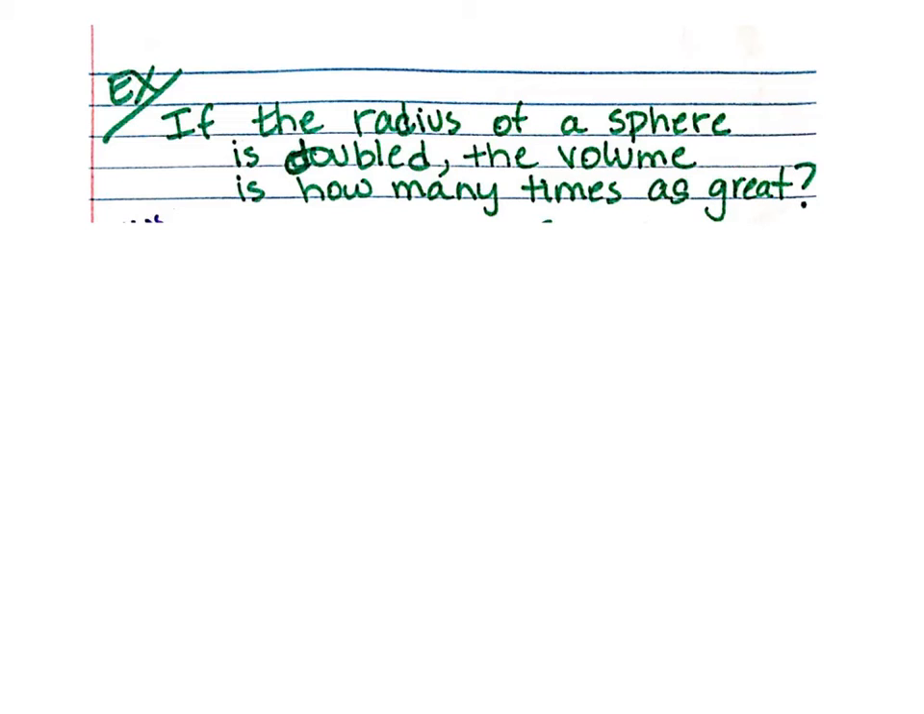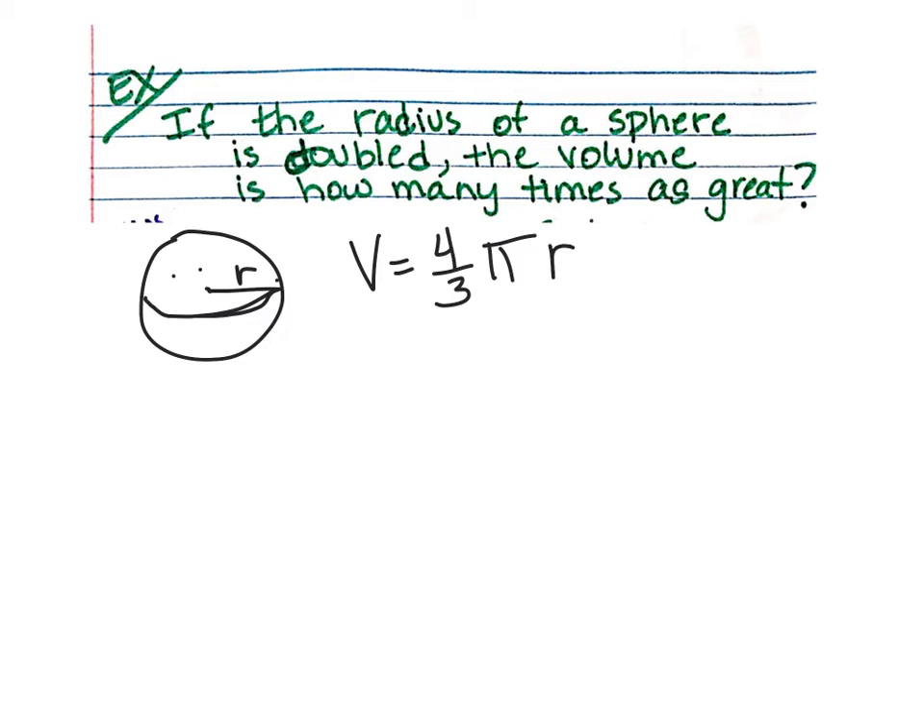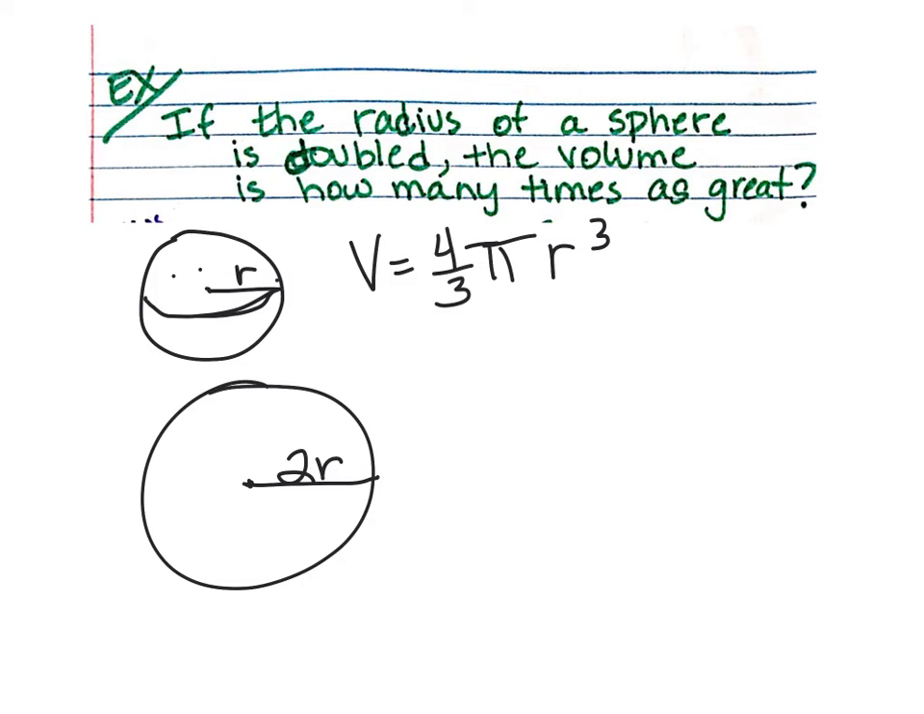The next example says if the radius of a sphere is doubled, the volume is how many times as great? All right, so if we have a sphere with a radius of r, our volume would be 4/3 pi r cubed. But if we doubled it, our radius would be 2 times r. And so in this case, our volume is going to be 4/3 pi (2r) cubed.